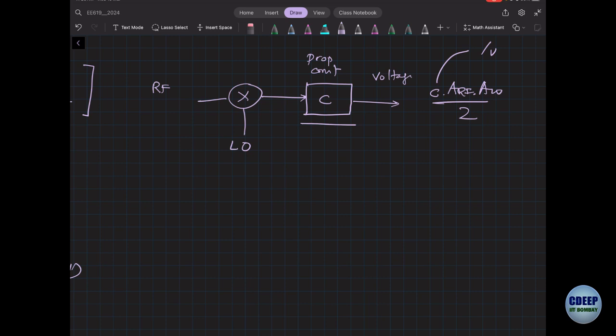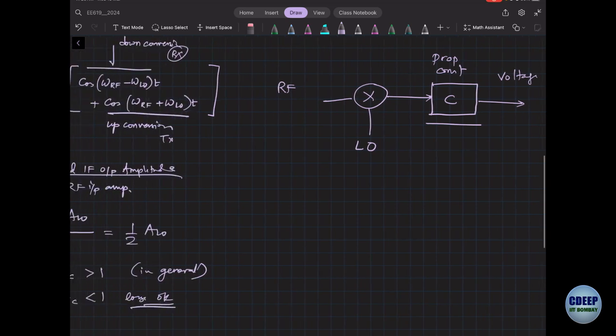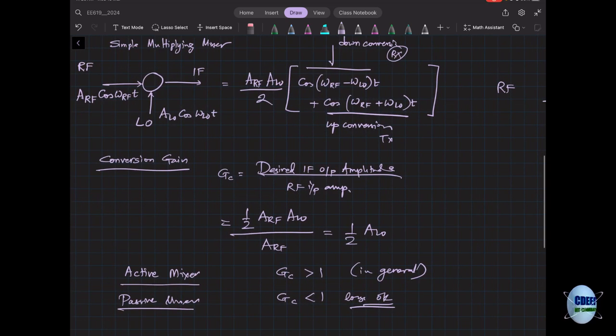Is this part clear why I showed this to you? Okay. So whenever we say here, generally in the textbooks, you will see all these terms, right? So this always has an assumption that there is a proportionality constant, which is per volt.